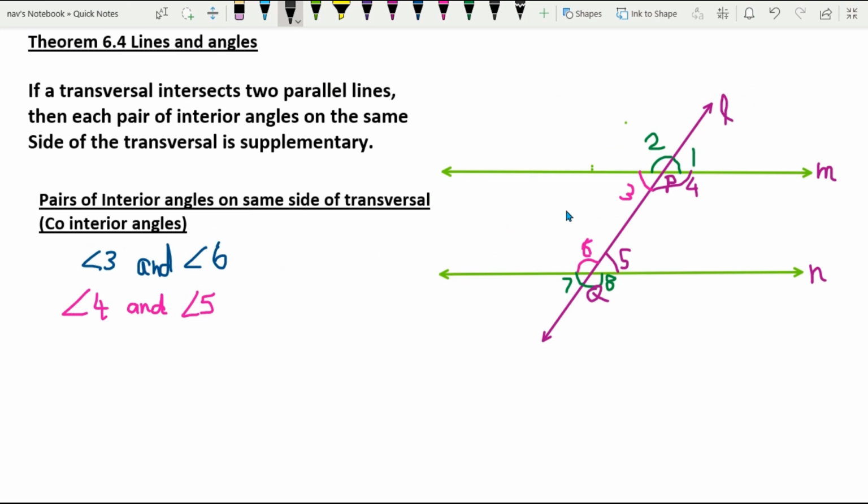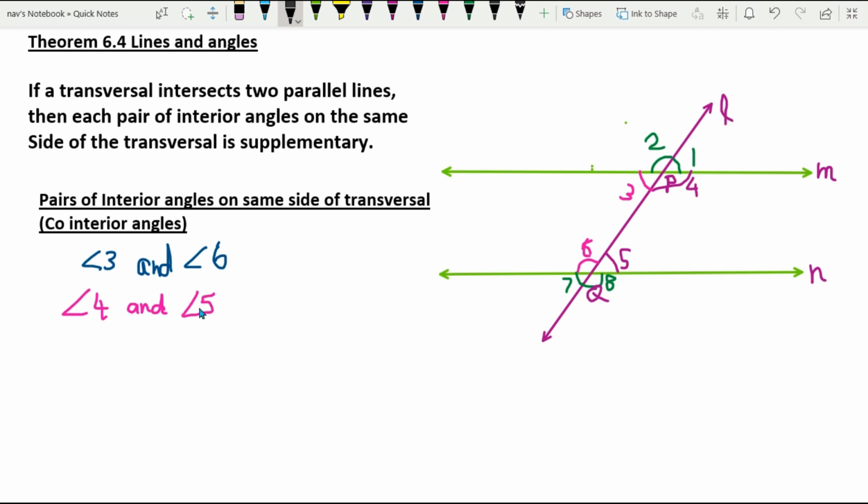And what's the other pair? Angle 4 and angle 5 lie on the right side of this transversal L. Am I right? Angle 4 and angle 5 are on the right side of this transversal. So that's the other pair, angle 4 and angle 5.